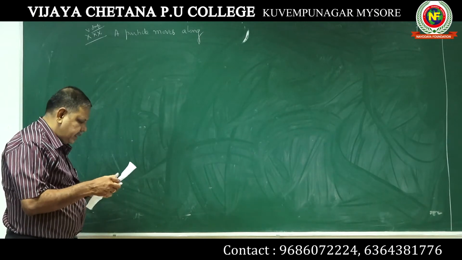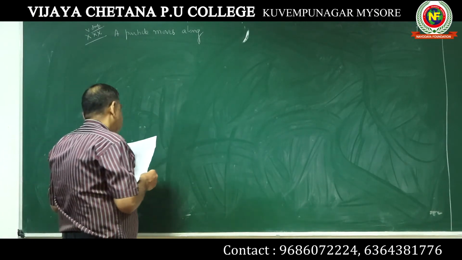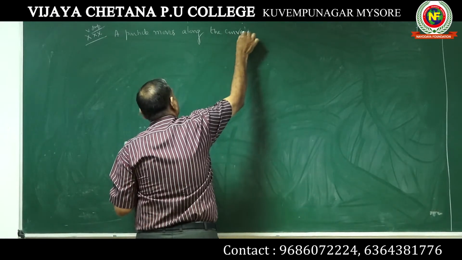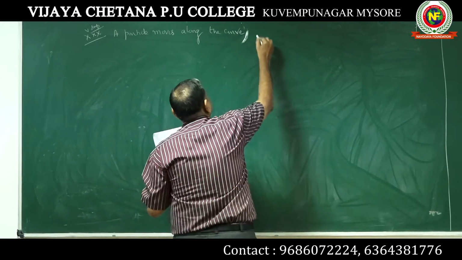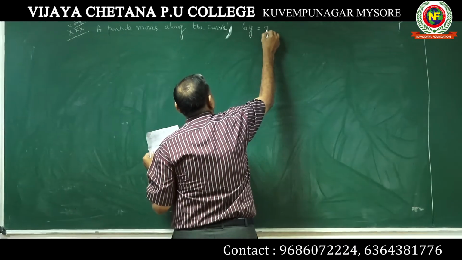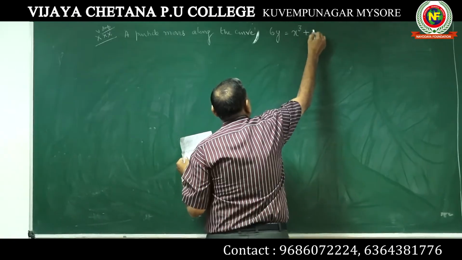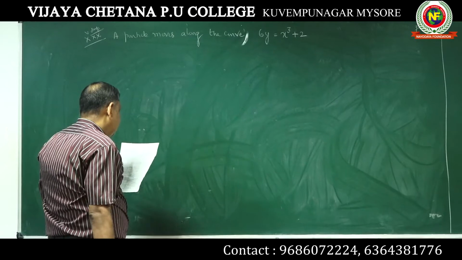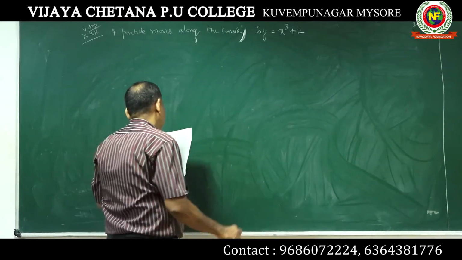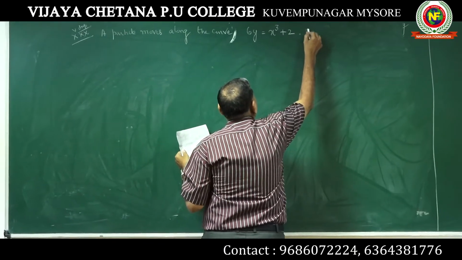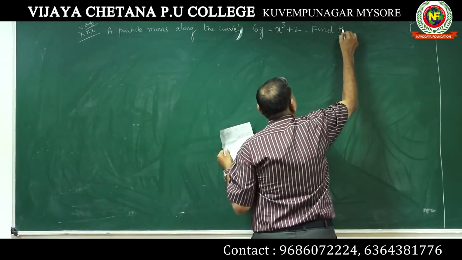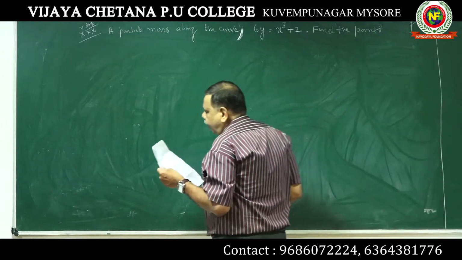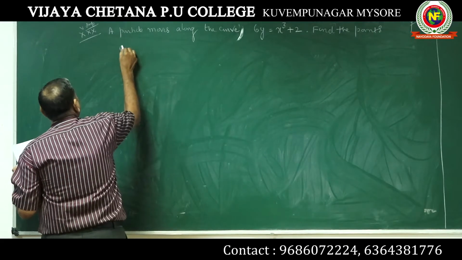moves along the curve 6y is equal to x cube plus 2. A particle moves along the curve 6y is equal to x cube plus 2. Find the points. A little different problem, but not difficult. Find the points on the curve.